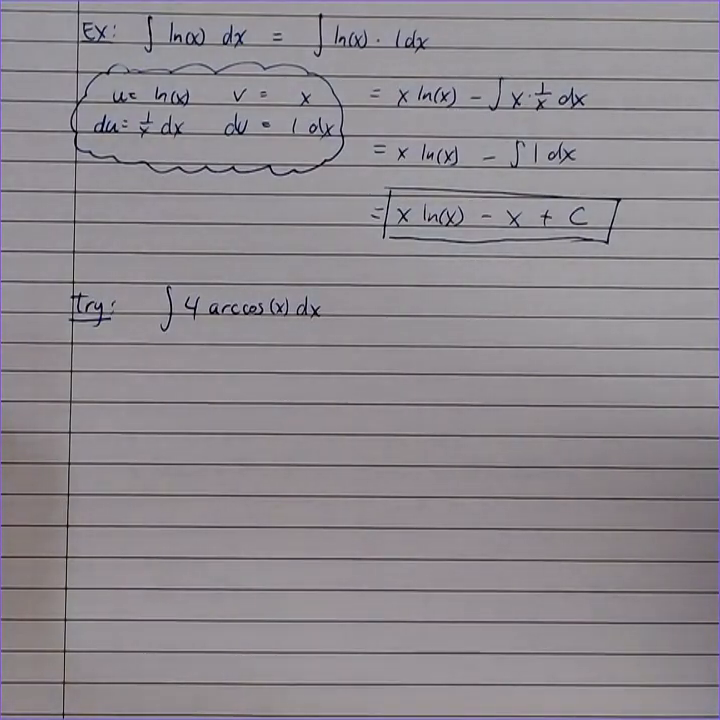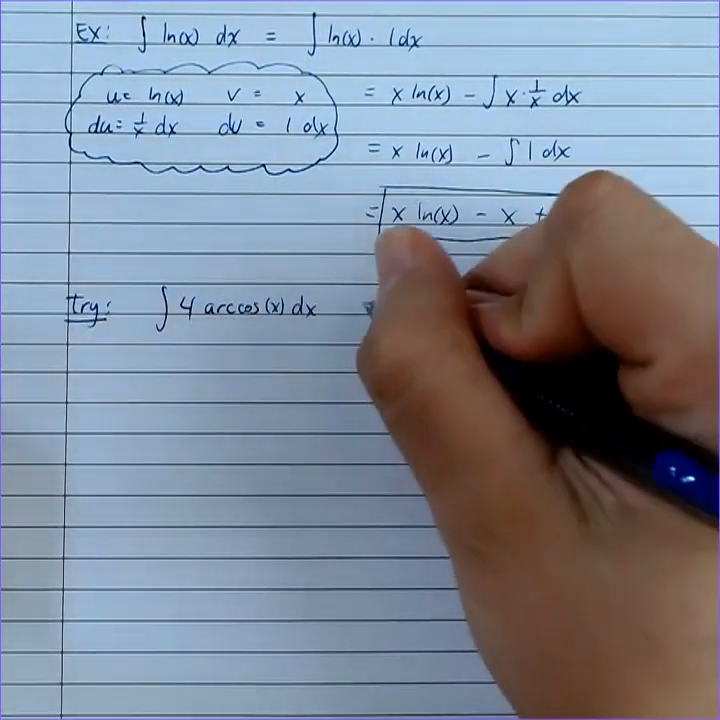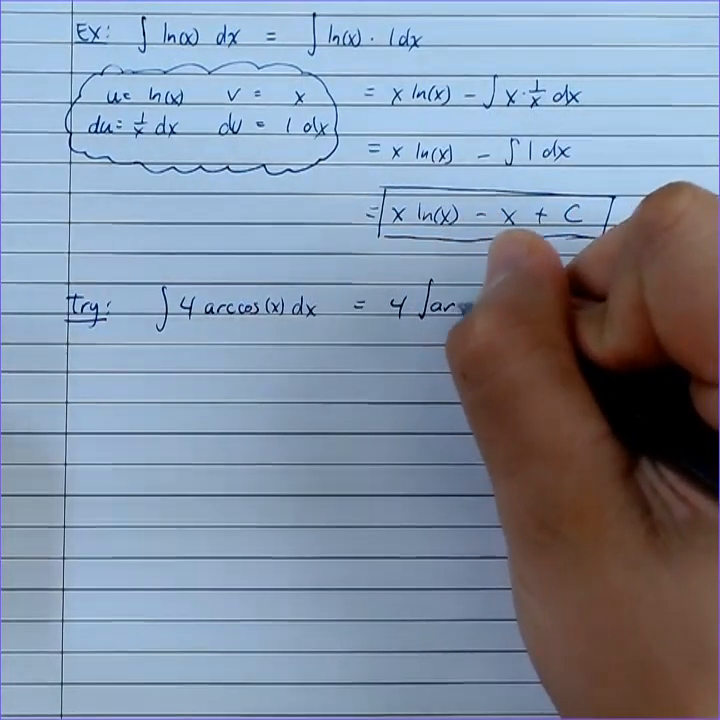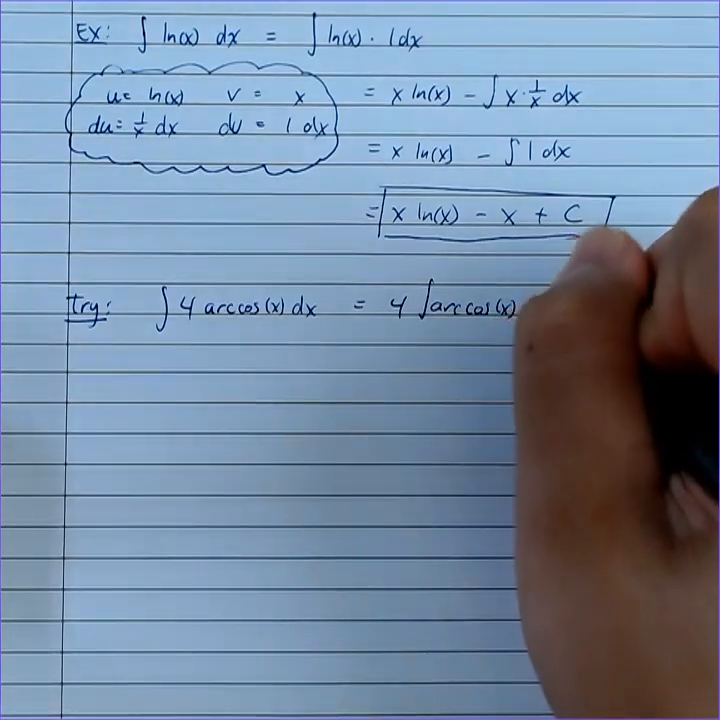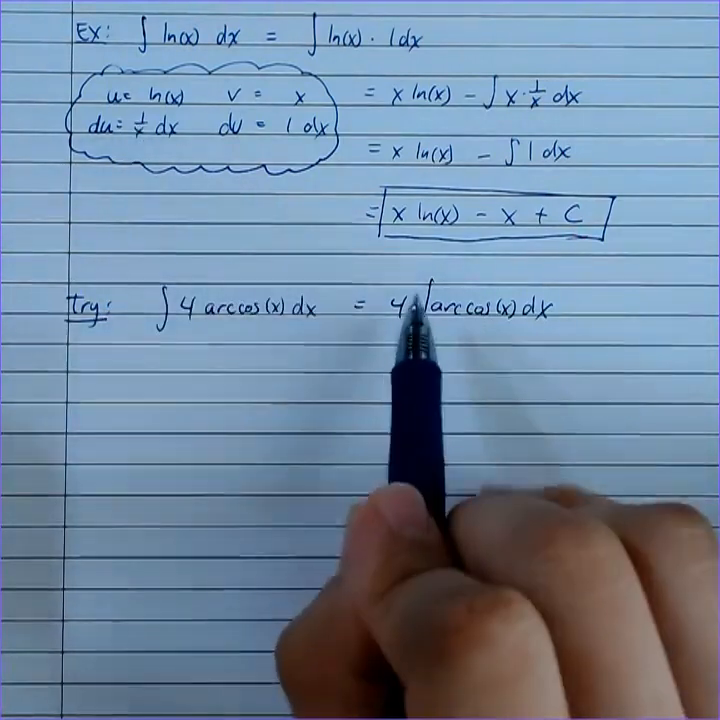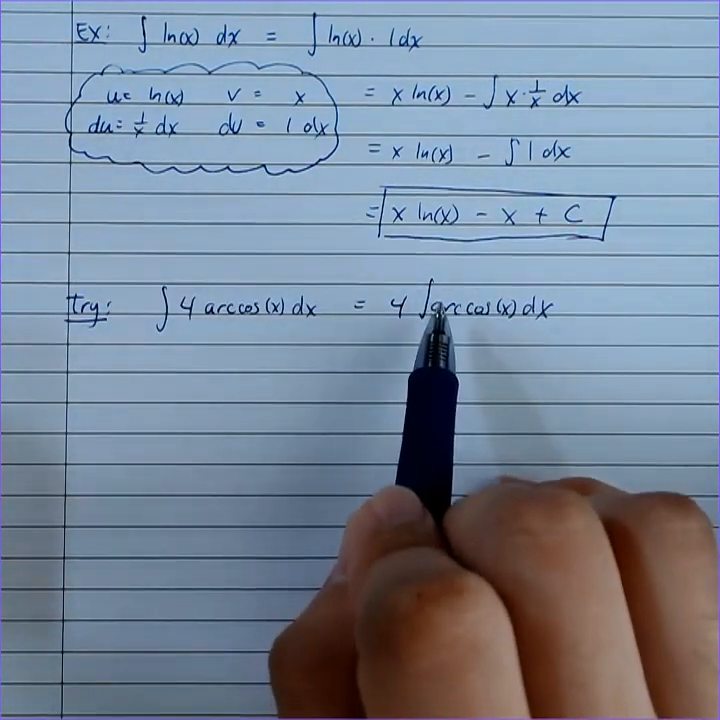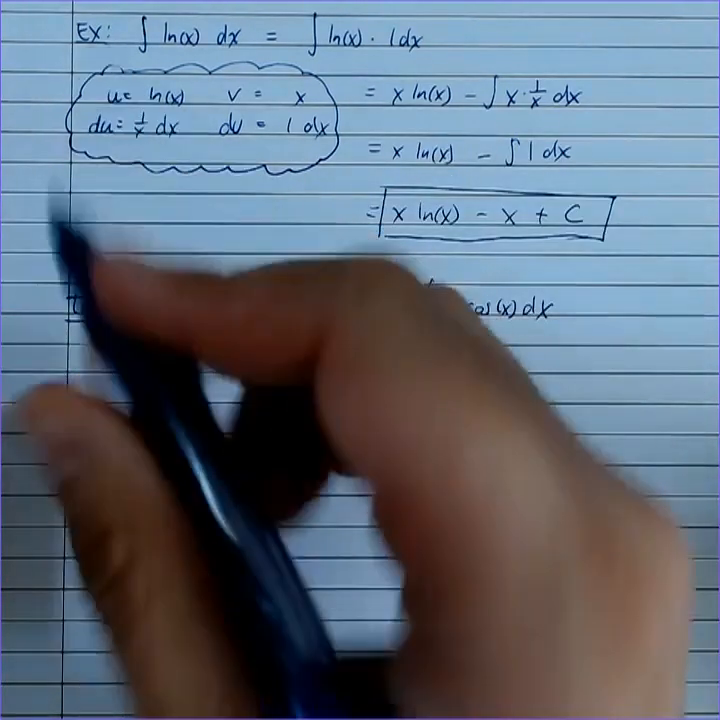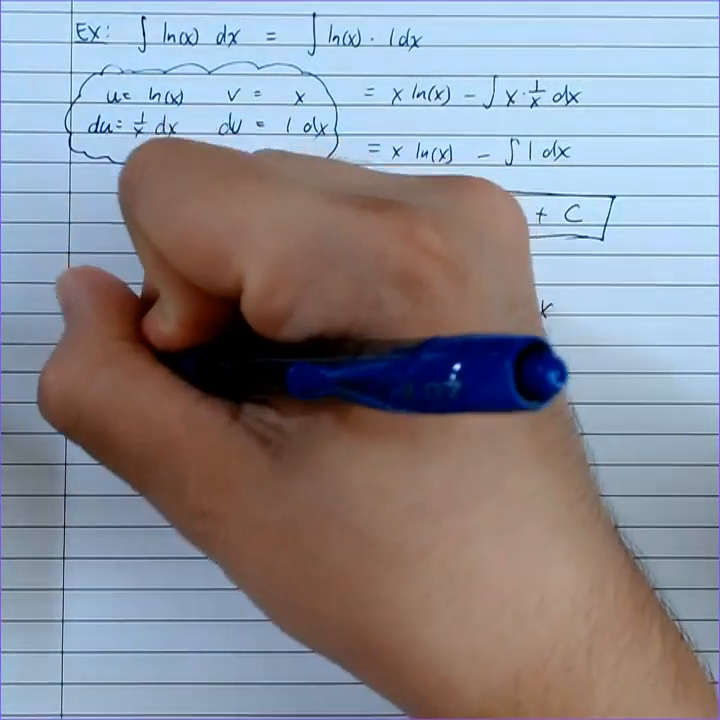All right, so let's go through that. Here, let me just begin by taking the 4 out. And that's 4 times the arc cosine of x dx. Okay, this is going to follow the same pattern we had before. I may not know how to find the antiderivative of the arc cosine of x, but I do know how to find the derivative of the arc cosine of x. So let me call that arc cosine of x, u.